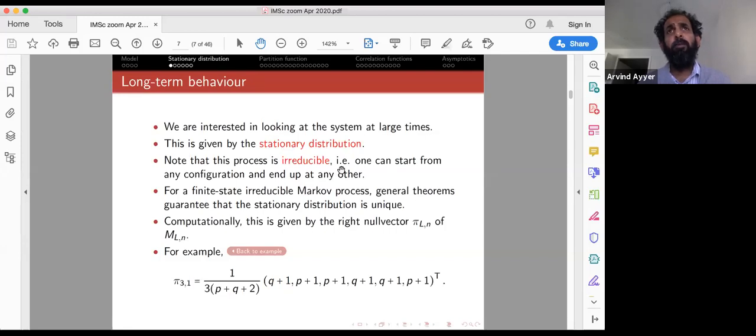By irreducible, I mean that you can get from any configuration to any other configuration by a sequence of moves. Another way of saying it is that if you look at the graph of the transitions, then this is strongly connected. It's a directed graph, but it's strongly connected. So our Markov process is on a finite state space and is irreducible. The general nonsense will guarantee that there's a unique stationary distribution.